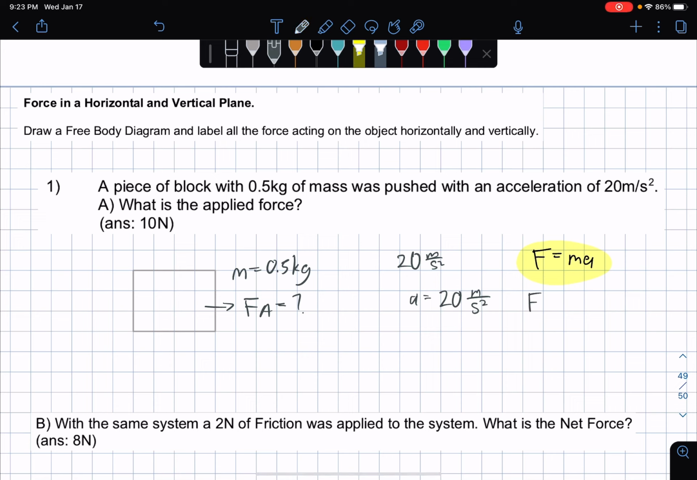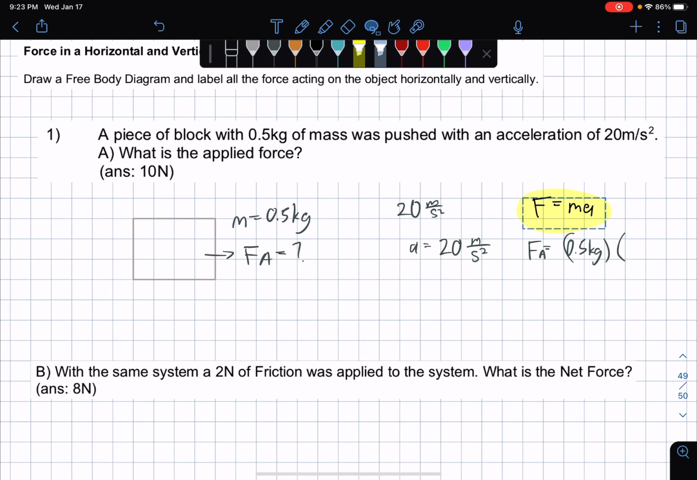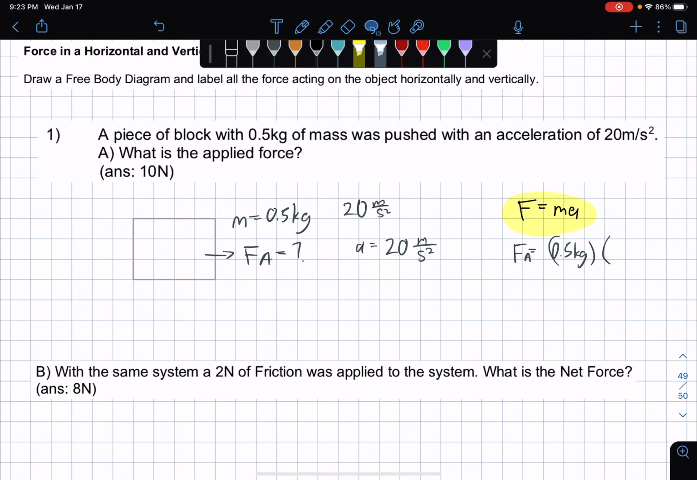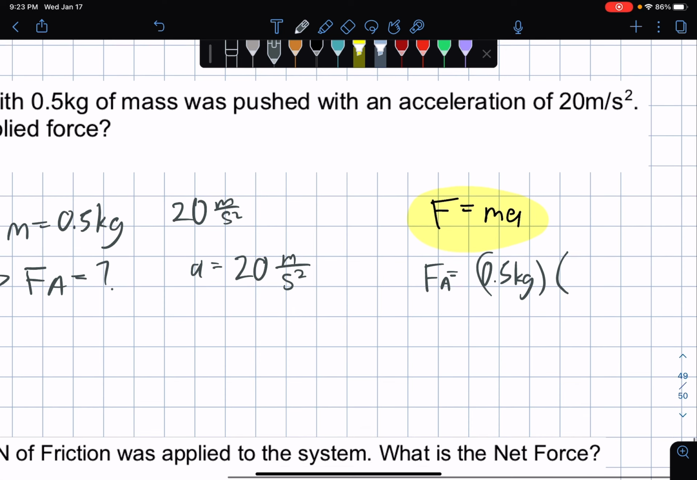Okay, I suppose this is where we use the F is equal to ma formula. So force, which is the one we're looking for, the applied force, is equal to the mass, which is 0.5 kilograms. We don't have to convert to any other unit since the SI unit for mass is kilograms. And the acceleration is in meters per second squared, that's also the SI unit for acceleration. So 0.5 times 20 is equal to 10. In other words, 20 times 1/2. Of course, the unit of FA will be newtons.